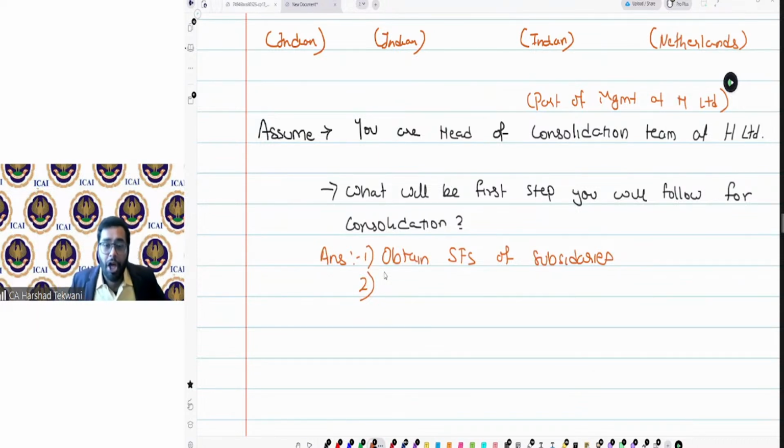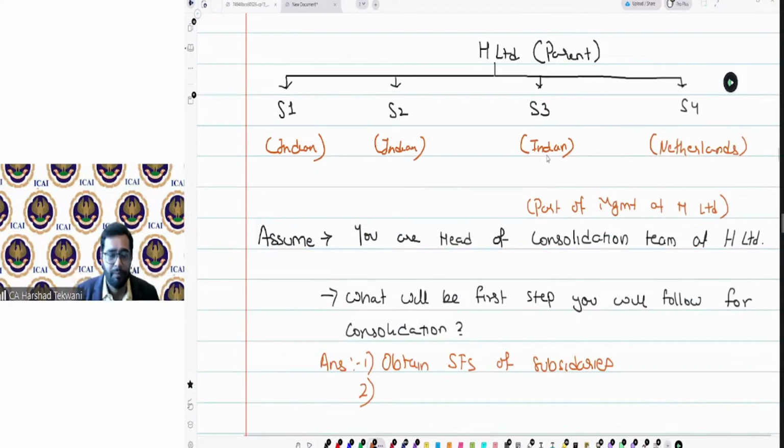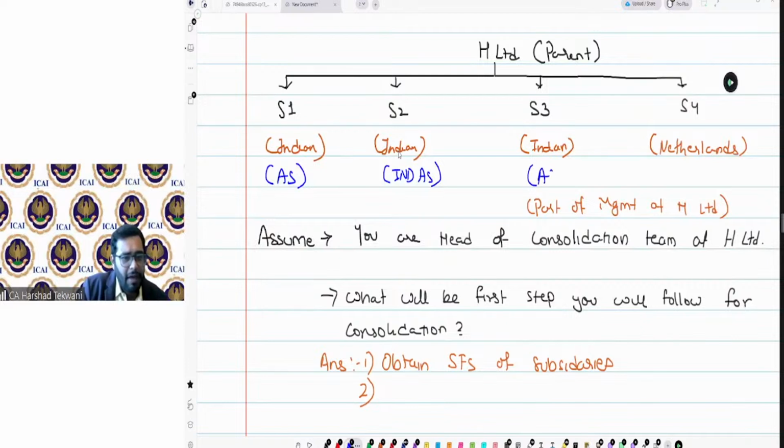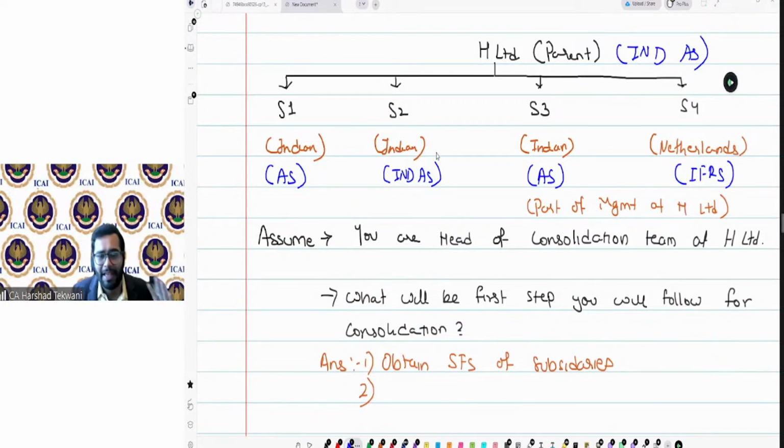Now, let's say, for example, you have financial statement of subsidiaries that was prepared as per their local GAAP. Let's say this is prepared as per AS, Ind AS. This is again AS. This is IFRS. And this is Ind AS. Now what you will do? You have all the financial statements. Now what? You have called for the balance sheet and financial information of the subsidiaries. You got it.